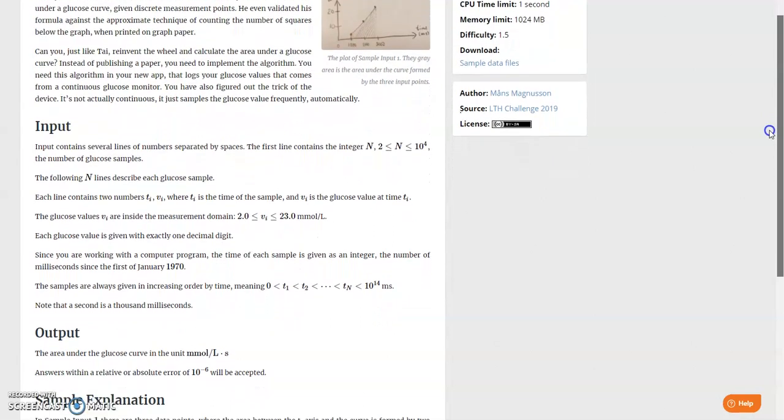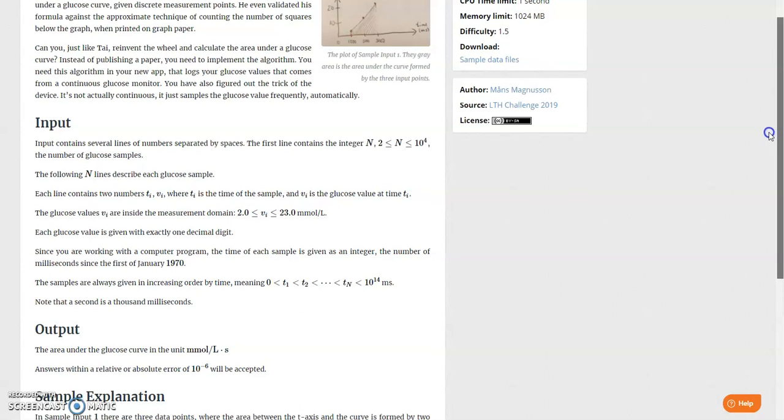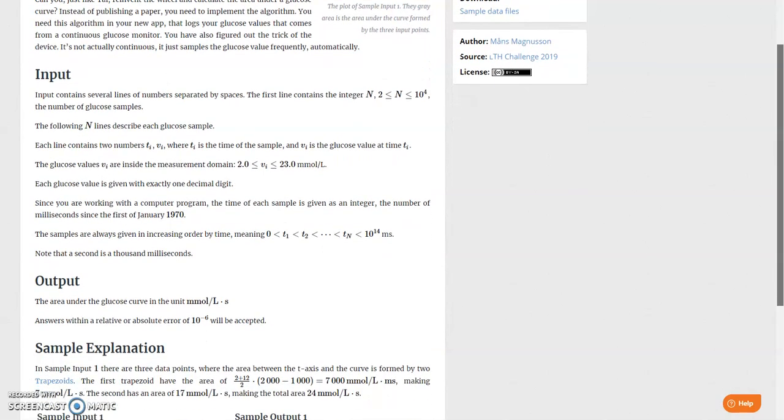You need this algorithm in your new app that logs your glucose values that come from a continuous glucose monitor. You have also figured out the trick of the device. It's not actually continuous, it just samples the glucose value frequently, automatically.